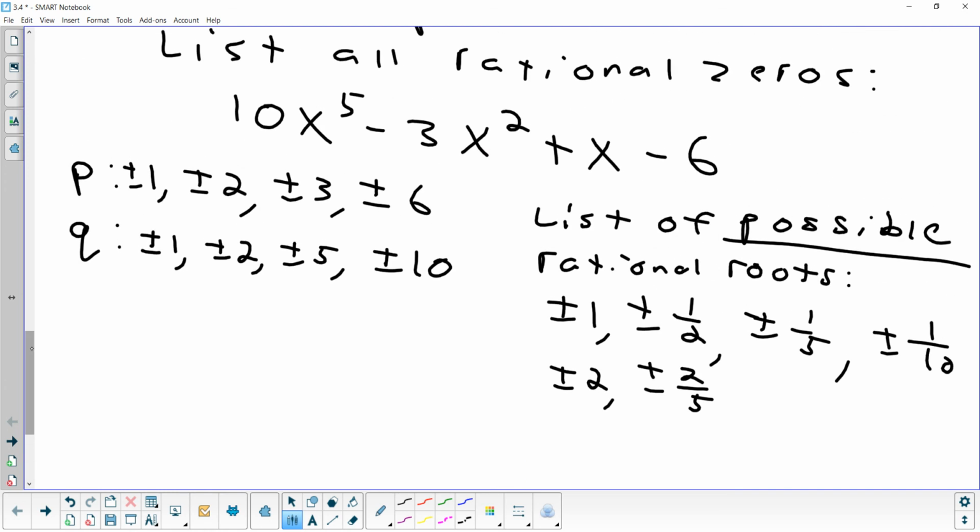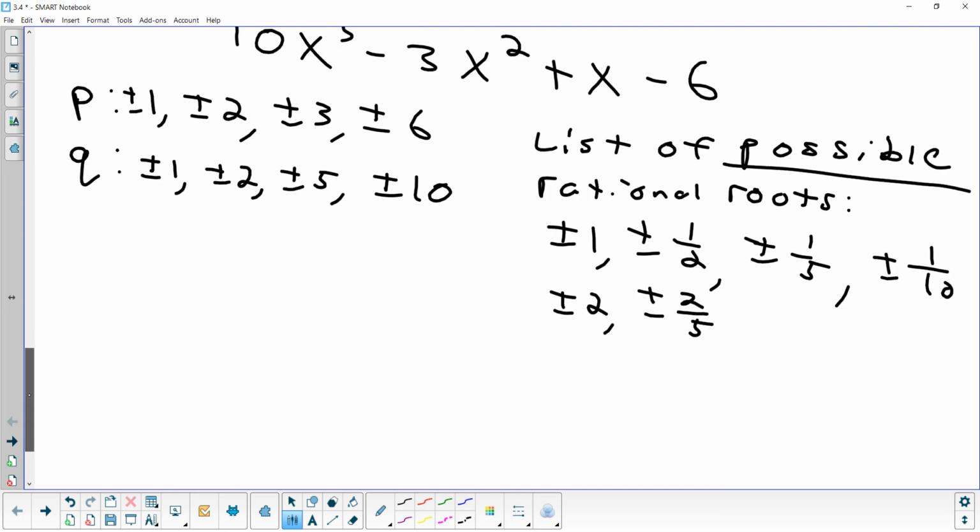The next one has 3 in the numerator, and we don't have any 3's in the numerators. So 3 over 1, 2, 5, and 10. 3 over 1, 3 over 2, 3 over 5, 3 over 10.